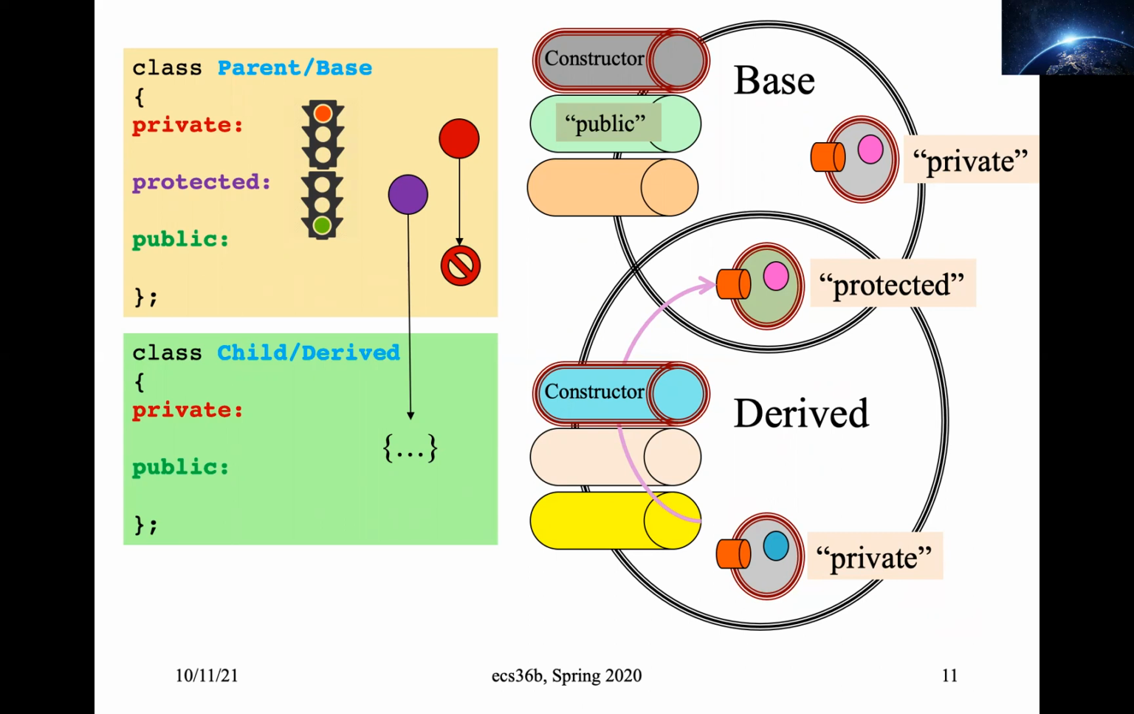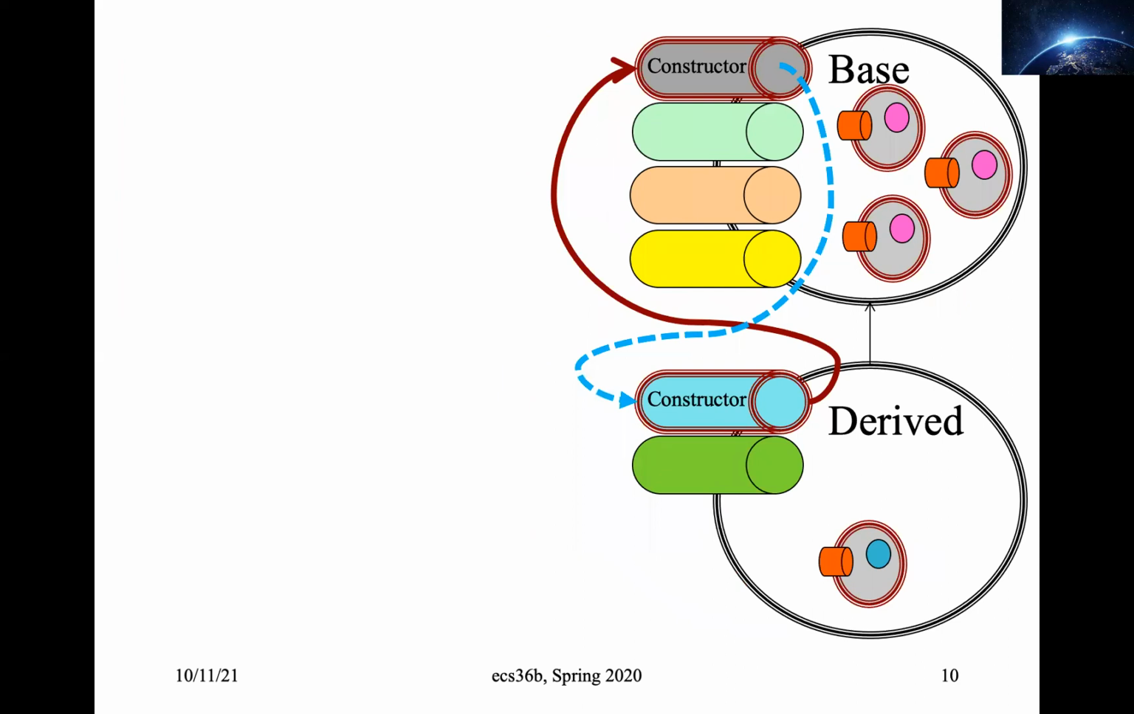Yes, please. Let me repeat that. Good question. Let's take a look at this. If a base class has some private attribute, which means nobody outside this base class can access it, right? Then if I create a derived class, a child class, and the parent class still keeps it private, the child class cannot access it.